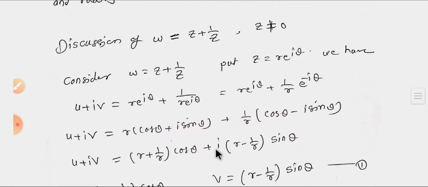So the next one is the discussion of w equal to z plus 1 by z, where z is not equal to 0. Consider w equal to z plus 1 by z. Put z equal to r e raised to i theta.